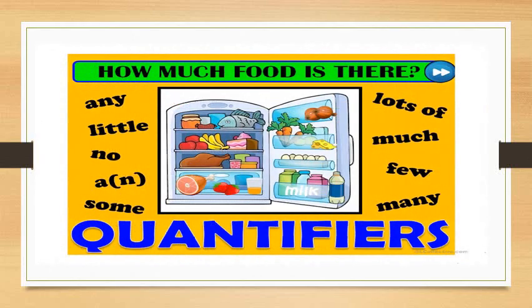Okay? How much food is there? Okay? Lots, much, few, many, any, little, no, a, and some. All of these are called quantifiers. So, a quantifier is a word or a phrase used before a noun in order to indicate its number, amount, or quantity.